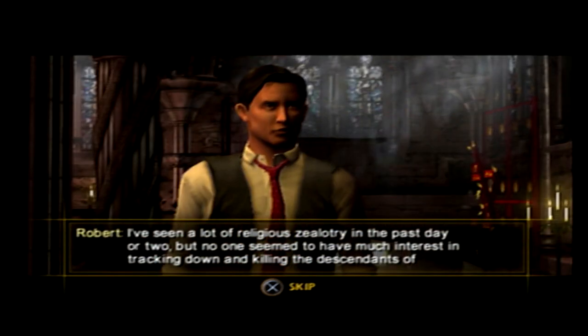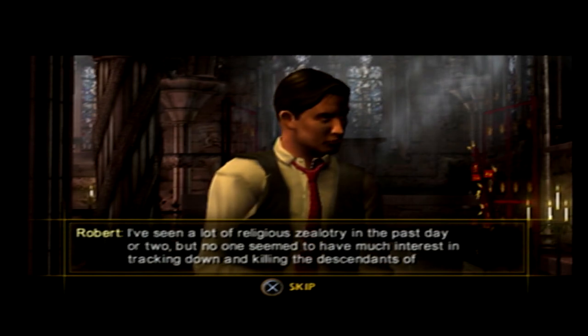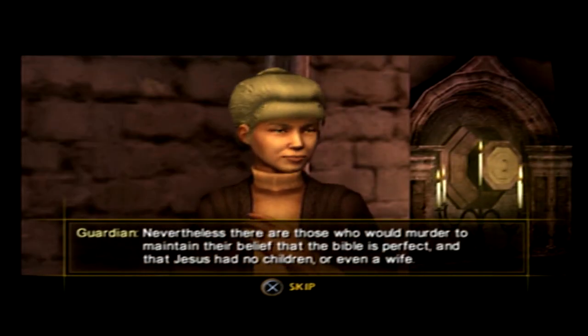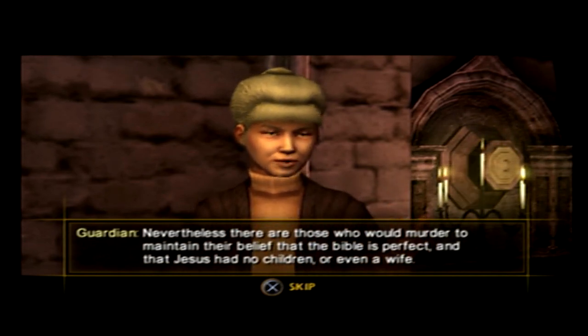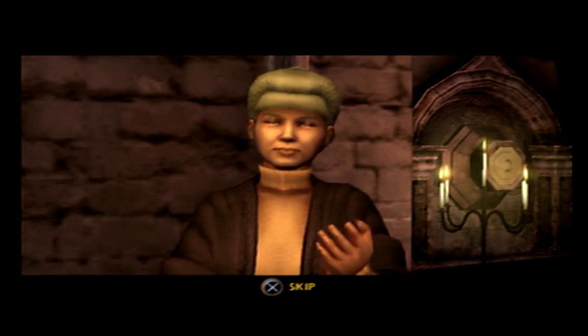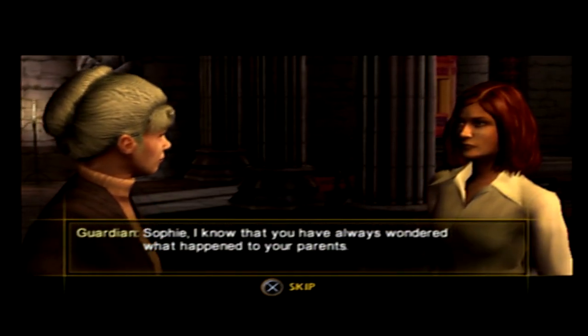I've seen a lot of religious zealotry in the past day or two, but no one seemed to have much interest in tracking down and killing the descendants of Christ. Nevertheless, there are those who would murder to maintain their belief that the Bible is perfect and that Jesus had no children or even a wife. We call those people insane.